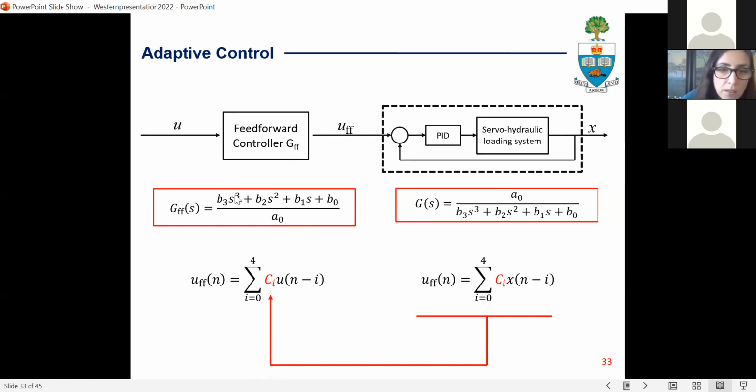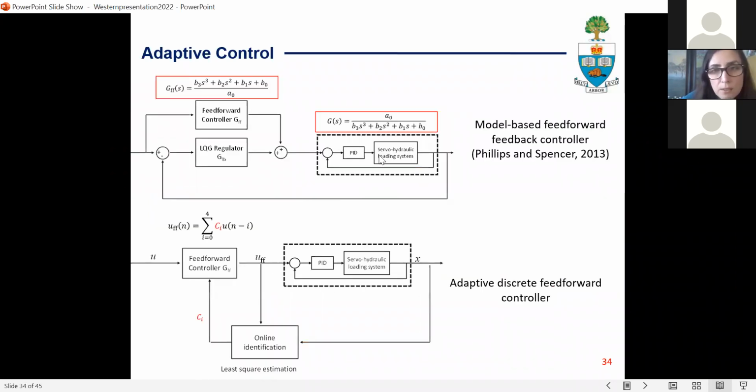It is not a controller that has been defined with fixed coefficients based on a system identification that has been done before. So if you look at this comparison between the model-based feed-forward feedback controller, which was proposed by Phillips and Spencer from UIUC in 2013, they have the PID controller servo-hydraulic system inner loop, and their feed-forward controller is based on a system identification, hence the name model-based.